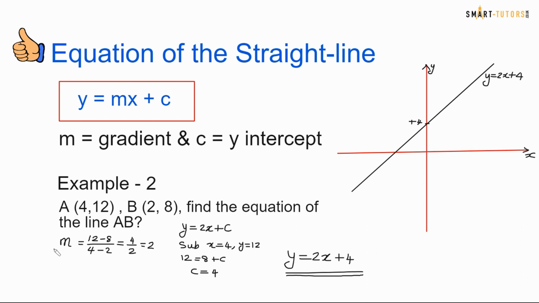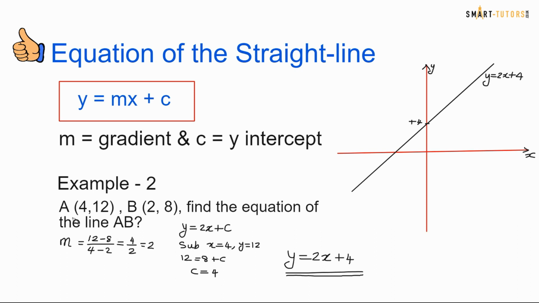First of all, we need to find the gradient of the line, which can be found by the difference of y divided by difference of x, which is 12 minus 8 divided by 4 minus 2, which is 2. So the gradient is 2, so the equation is going to be y equals 2x plus the intercept. We don't know it, so we put it as c. Then substitute one of these points, either (4, 12) or (2, 8). Any point you can substitute, you get the same answer.